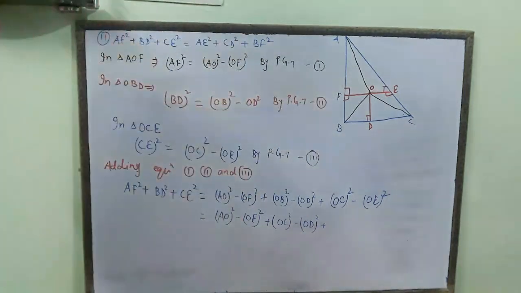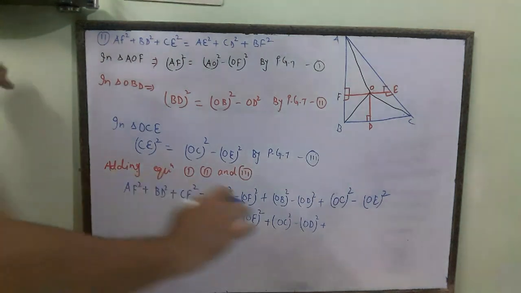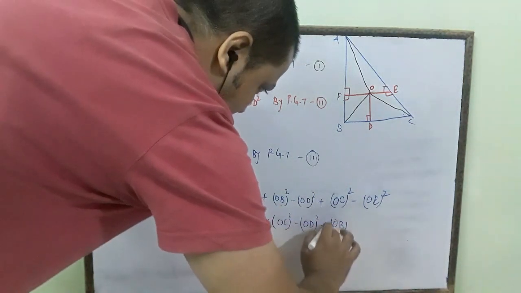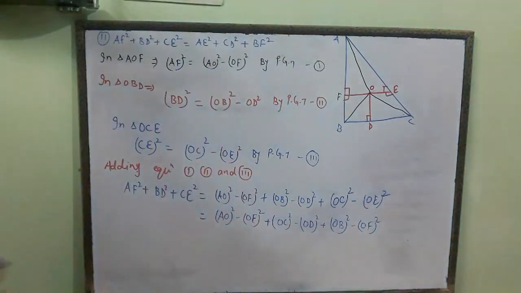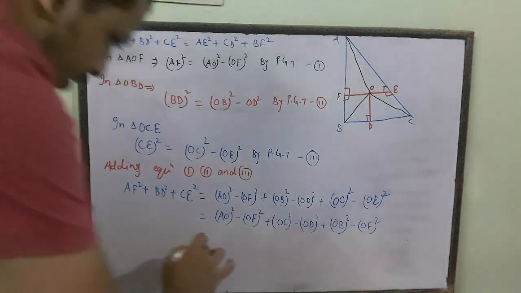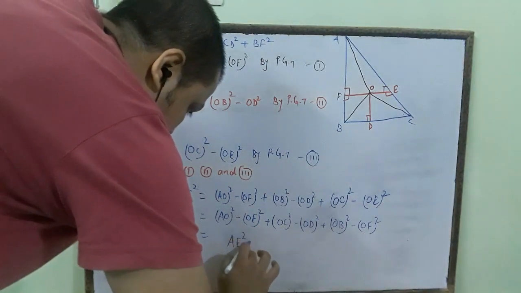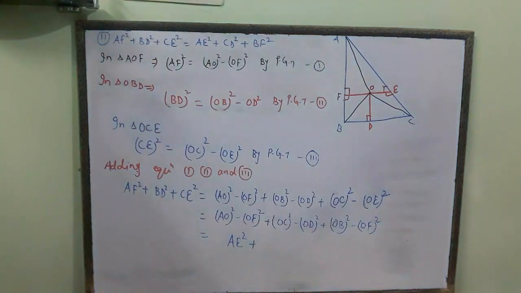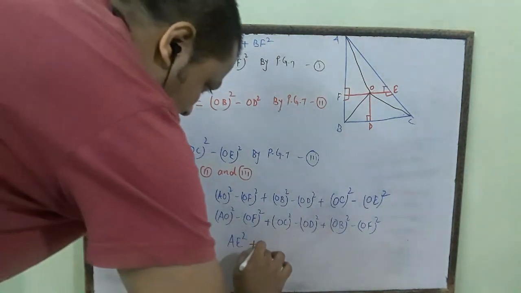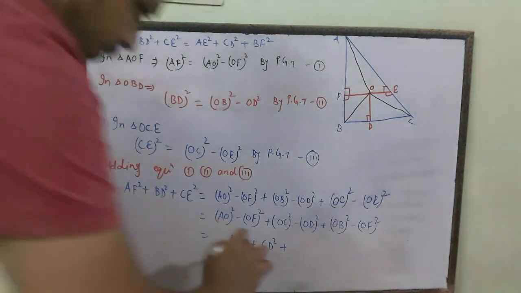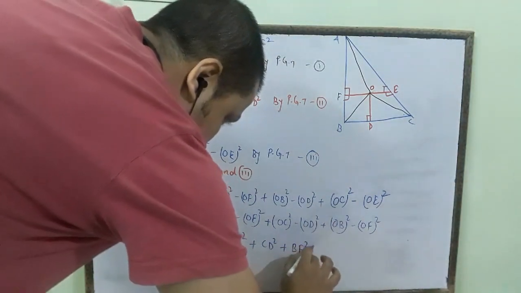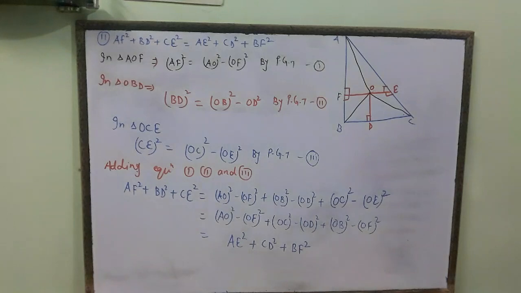Again for BF, OB square minus OF square. So we have OB square and minus OF square. By using the Pythagoras theorem, AO square minus OE square will give AE square, OC square minus OD square will give CD square, and OB square minus OF square will give BF square. So this is the proof of the second part of question number 8.